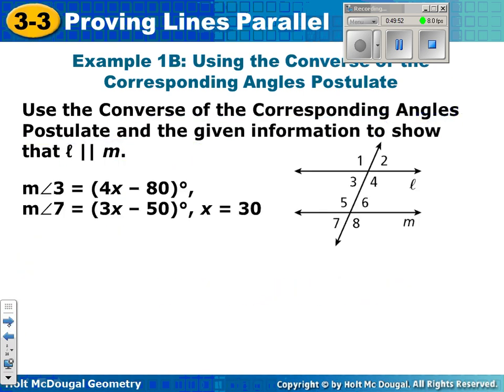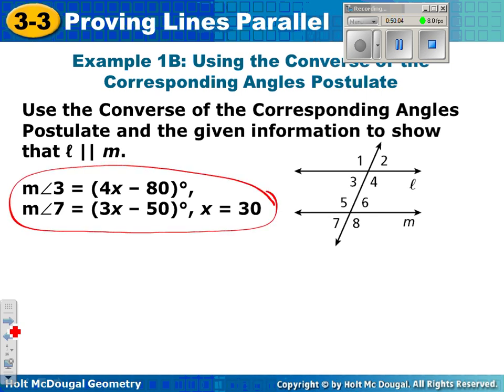Anything you're doing, if there's a symbol we've learned, you can use it. Okay, look at the next one. Use the converse of the corresponding angles postulate and the given information, so this is all given, to show that L is parallel to M. So this one's going to be a little bit longer. So make your statements and reasons.